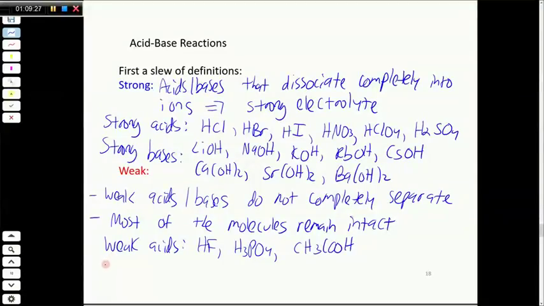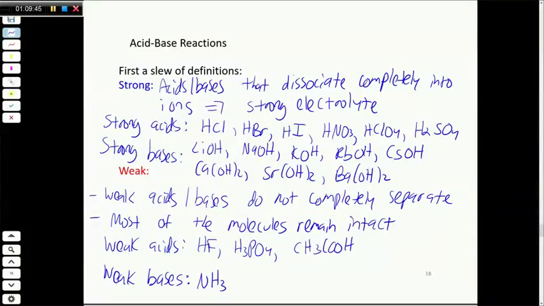And then finally, the only weak base we need to worry about, and it's not obvious why it's a weak base, so I'll show you here, is ammonia, NH3. So that's the only weak base that we're going to discuss in this course, and it's a very common one. And so why is this a weak base? It doesn't have hydroxide in it, so how does that work?